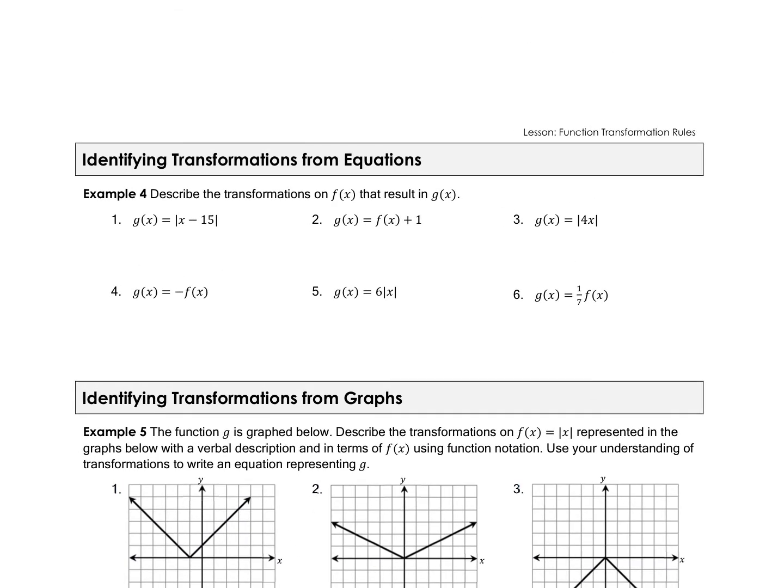So we're going to be describing the transformations from your function f into your function g. Looking at number 1, it says g of x equals absolute value of x minus 15. If you remember what we just found out, if we are subtracting inside the parentheses, it's the opposite. So it'd be going to the right 15.